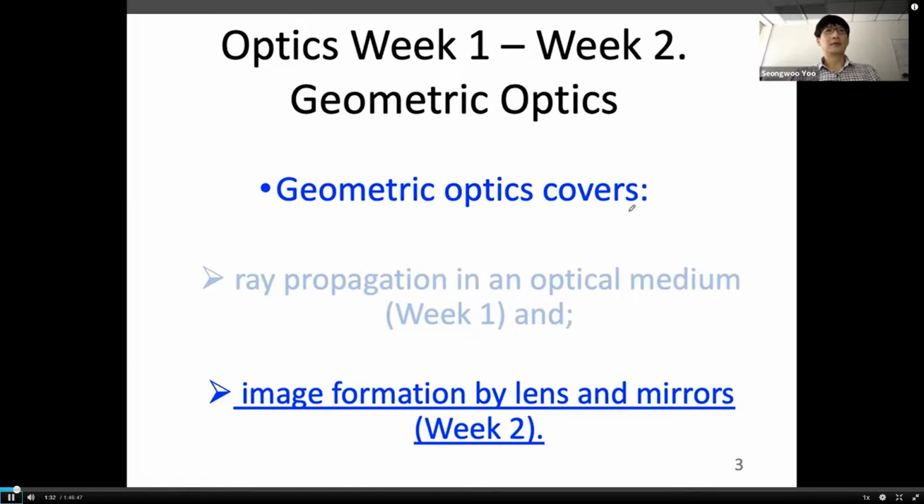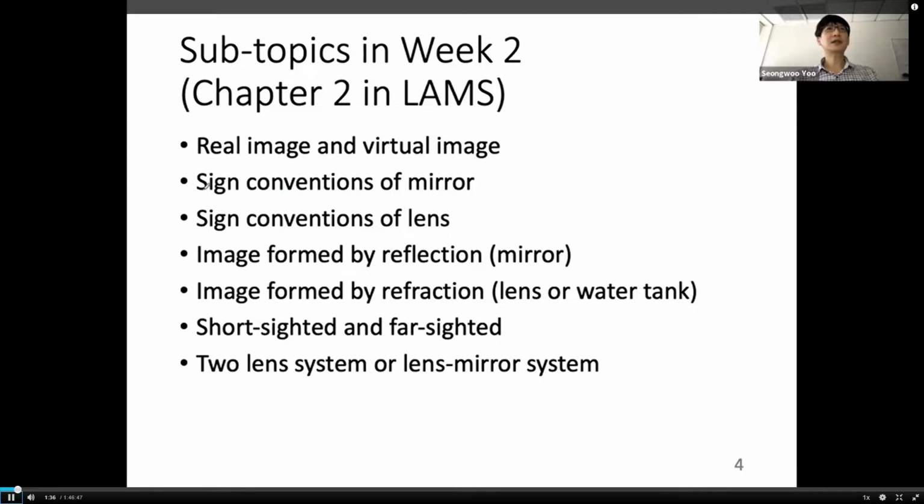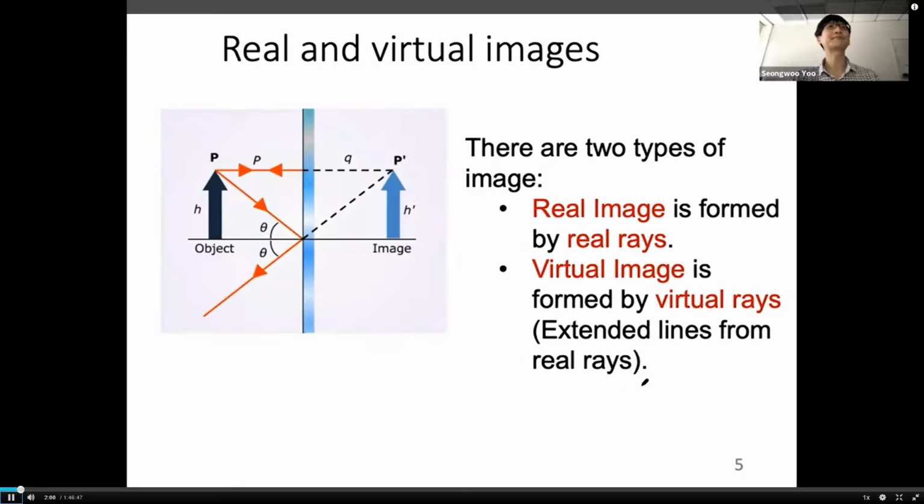All right. So in this image formation by lens and mirrors, these are the topics which are aligned to your LAMS videos. We will start with the definition of the image, and then sign conventions, and then we will look into the image formation by mirror, lens, and reflection. And then we will also discuss short-sighted and far-sighted, and then finally the two-lens system.